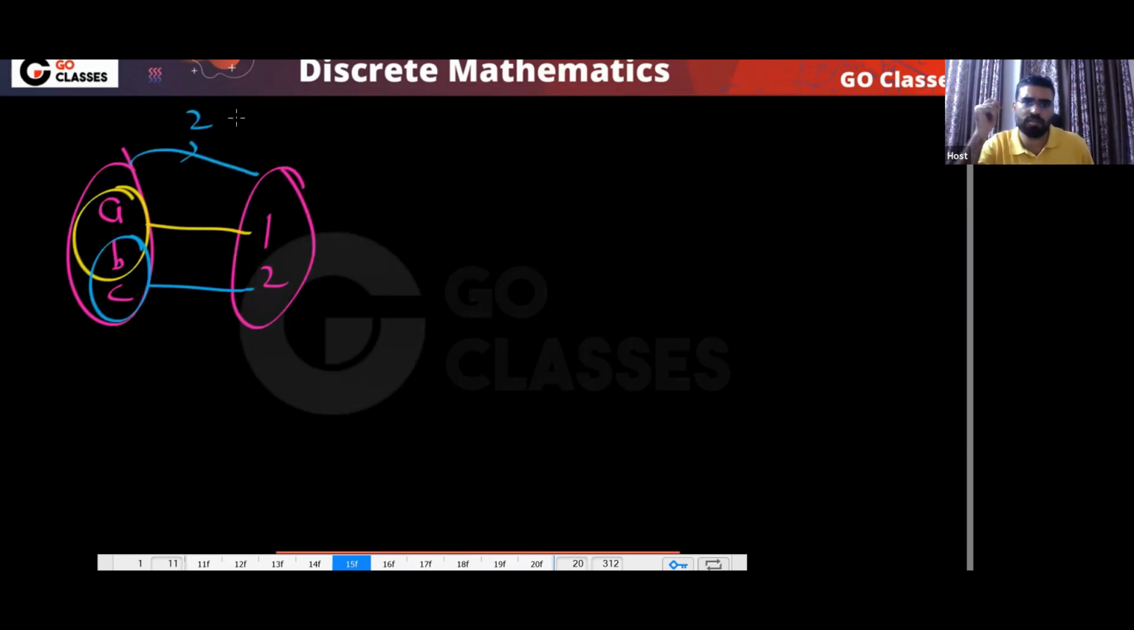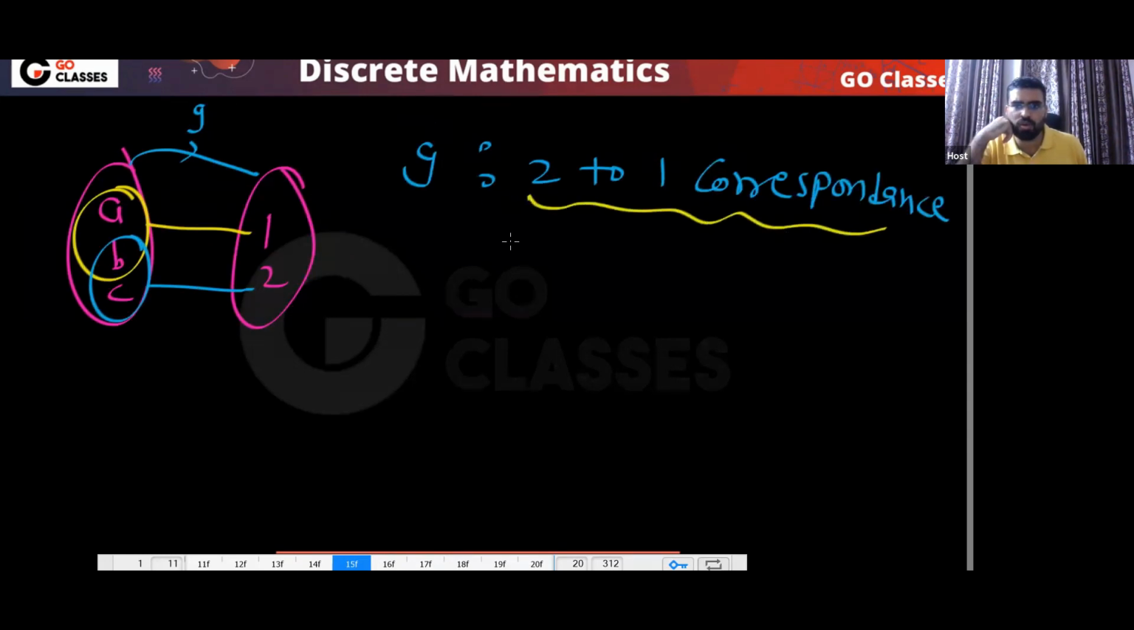So tell me, can I say this is a k-to-1 correspondence? Just think about it. Can I say this is 2-to-1 correspondence? Can I call this G a 2-to-1 correspondence? You can notice every element has two pre-images. So what is the problem? Yes, this is not even a function. That is the correct answer. This G is not even a function.